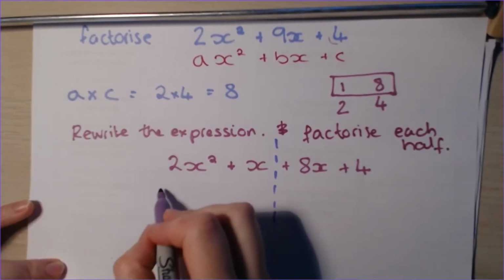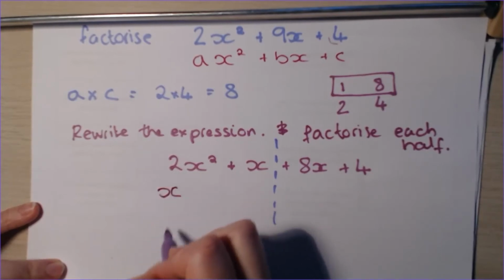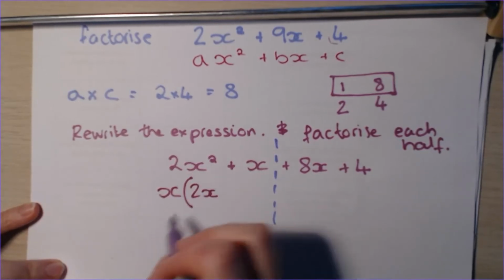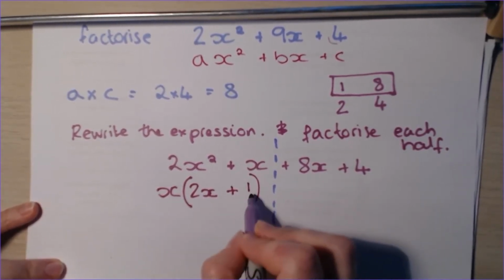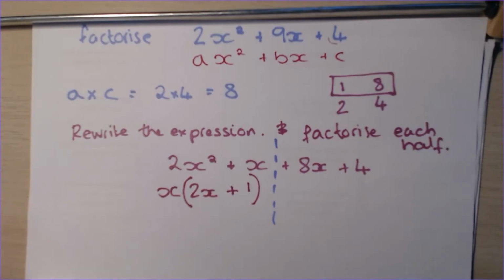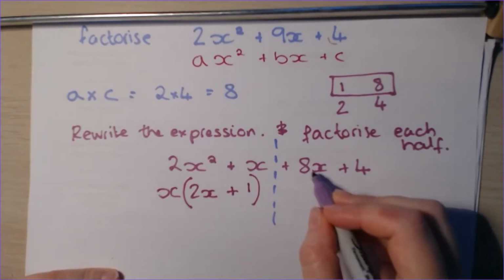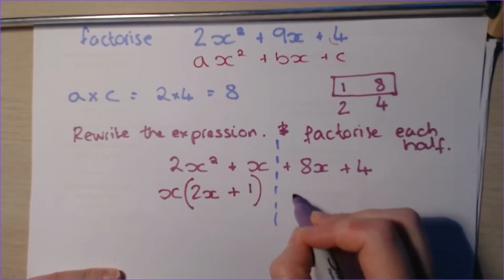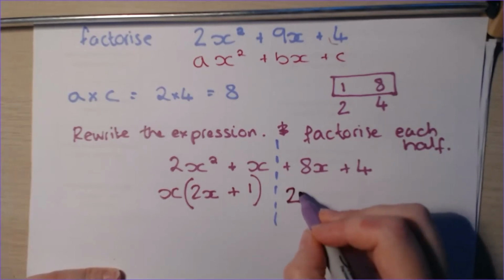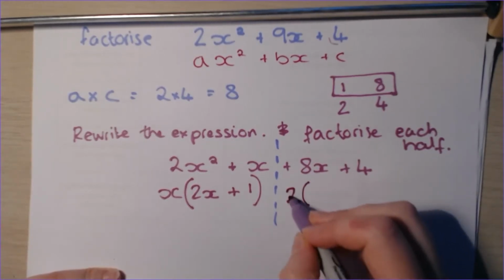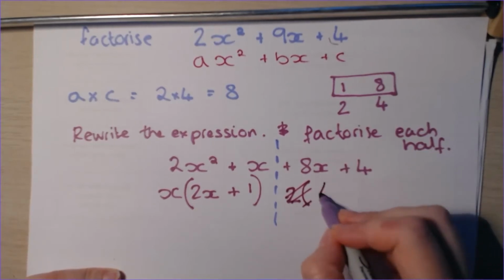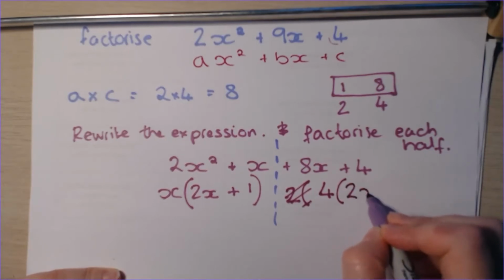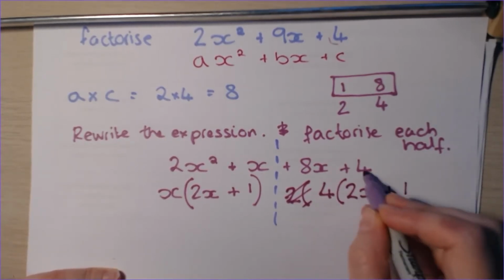So this one here gives me, my highest common factor is x, and inside my bracket I'm going to get 2x, because that will multiply to give me 2x squared, plus 1, because x times 1 is x. And then on this side, my highest common factor is, I'm sorry, it's not 2 at all, it's 4. 4, highest common factor there. And inside the bracket, that leaves me with 2x to get the 8x, plus 1.